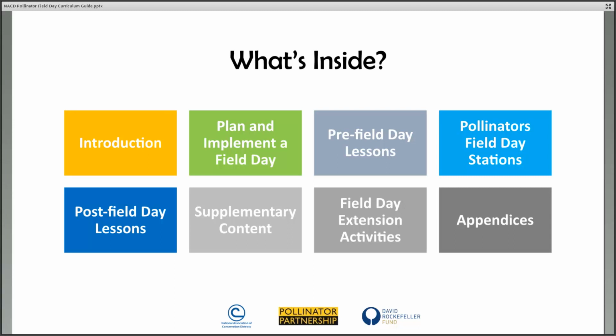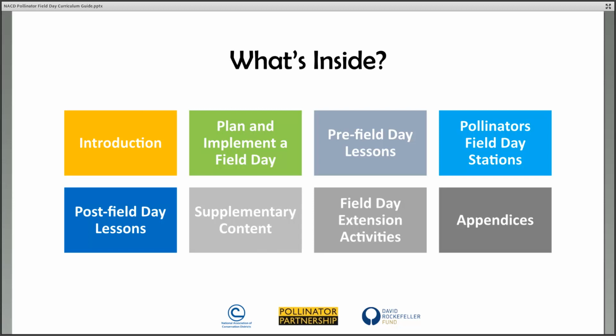So the fun part of the Pollinator Guide are the stations. There are a number of stations that you can utilize either in a field day or independently. Each station includes the materials you'll need, background information, the instructions, and the evaluations. These field day stations are really meant to be engaging and student-centered, so the person who's running it is facilitating that learning and that knowledge. And again, they can be used together or separately. You can use some of them or all of them.